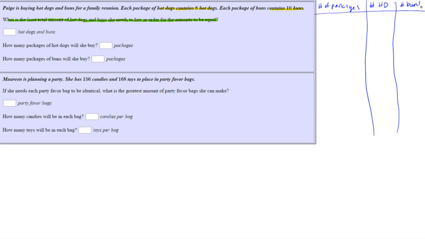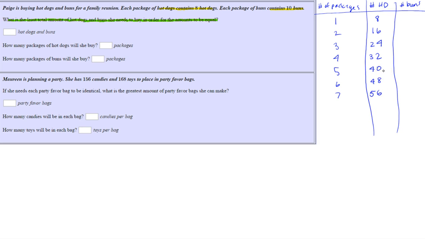Okay. So let's start with the hot dogs. So 1 package of hot dogs would be 8 hot dogs. 2 packages would be 16. 3 packages would be 24. 3 times 8. So basically I'm just adding 8 each time. 4 packages, 32. 5 packages, 40. I'm going to go up to 7. Then we have 48. 48 and 8 is 56. Okay. So here's some corresponding number of packages and how many hot dogs that would give her.